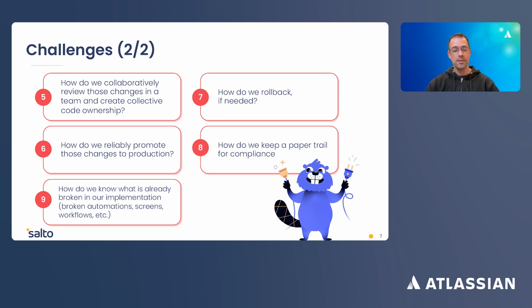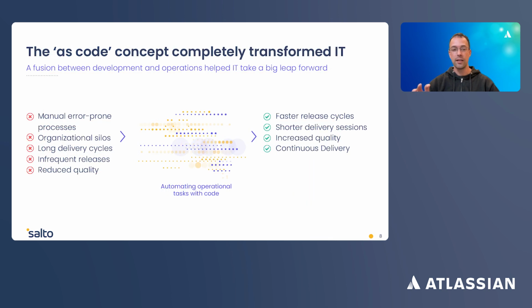Well, it sounds overwhelming at first, but it is actually not that much different than many of the challenges that we saw in the world of IT just 50 years ago. The world of IT and the way that we manage our infrastructure was very manual, error-prone, in different organizational silos with very long delivery cycles, infrequent releases that eventually also led to reduced quality.